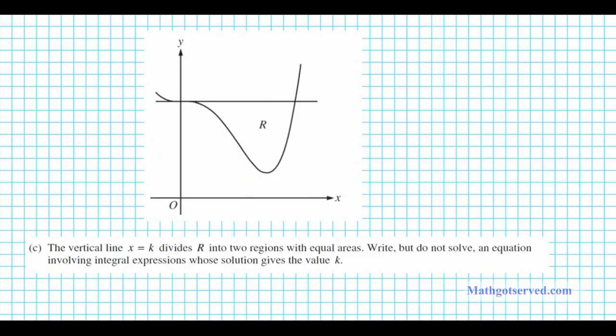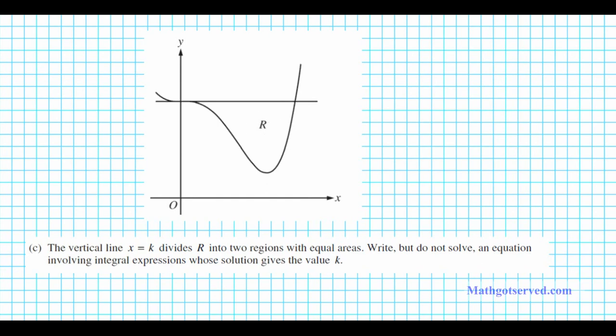All right, let's take a look at the last question, the C part. For question C, the question indicates that we are to take a look at the vertical line. It says the vertical line x equals k divides R into two regions with equal areas. Write, but do not solve, an equation involving an integral expression whose solution gives the value k. Okay, so the first thing we want to set up is the expression for the area of region R.